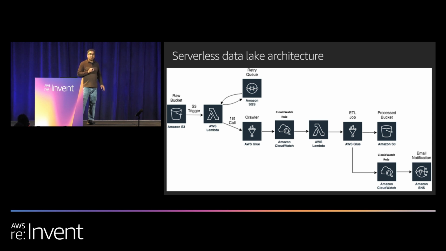The Lambda function does two things. It has the logic to retry the SQS queue, and if there are any unprocessed records that it has to reprocess, it does that. And the second one is, it basically kicks off the Glue crawler job.